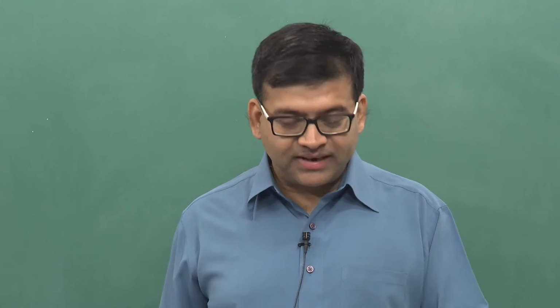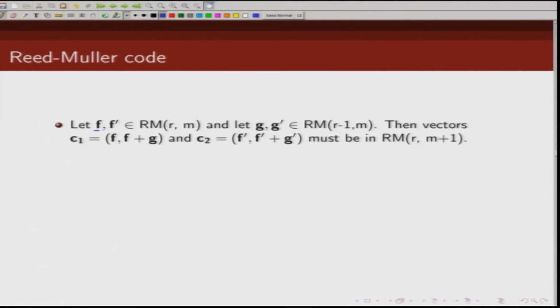Let us consider two code words: f dash, which belongs to Reed-Muller code of order r and length 2 raised power m, and g dash, which belongs to Reed-Muller code of order r minus 1 and length 2 raised power m. Then we are defining two code words; a Reed-Muller code of order r and length 2 raised power m plus 1 is of the form we just said, u and u plus v.